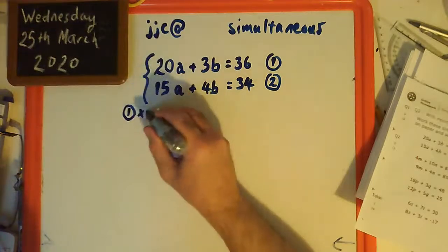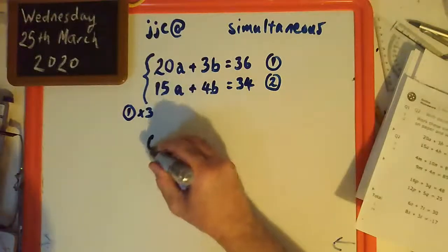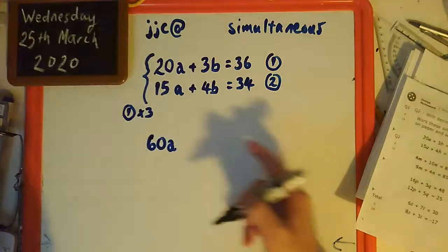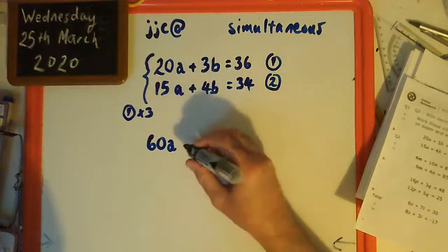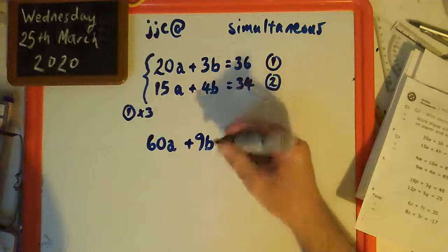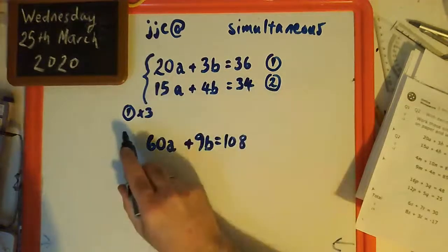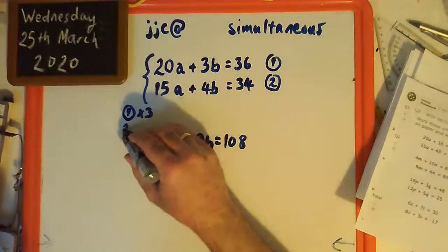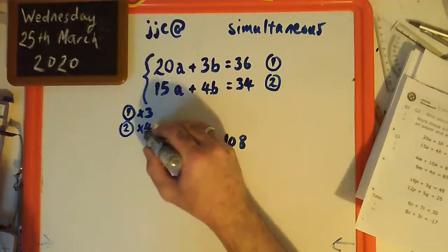So I'm going to do equation 1 and multiply it by 3, so that instead of 20a, it has 60a. But then I've got to multiply everything else by 3. So instead of 3b, it's going to have 9b, and instead of 36, it's going to have 108. So I've multiplied everything in equation 1 by 3. Now I'm going to multiply everything in equation 2 by 4.